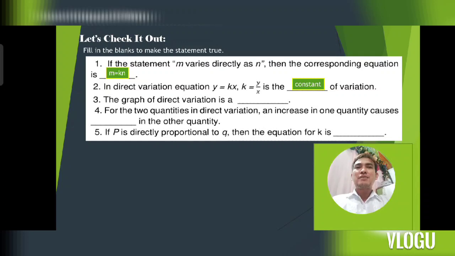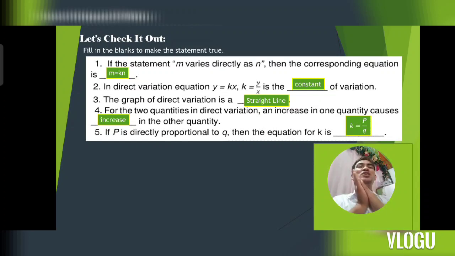Number 3. The graph of direct variation is blank. What is that? That is a straight line. Number 4. For the two quantities in direct variation, an increase in one quantity causes blank in the other quantity. What is that? That is increases as well. So once it decreases, the other quantity will also decrease. Number 5. If P is directly proportional to Q, then the equation for k is blank. What's your answer? That is k is equal to P over Q.